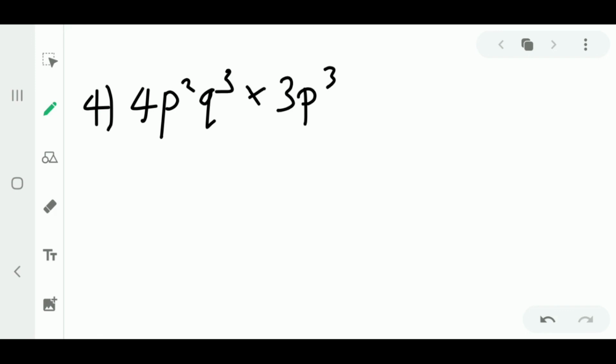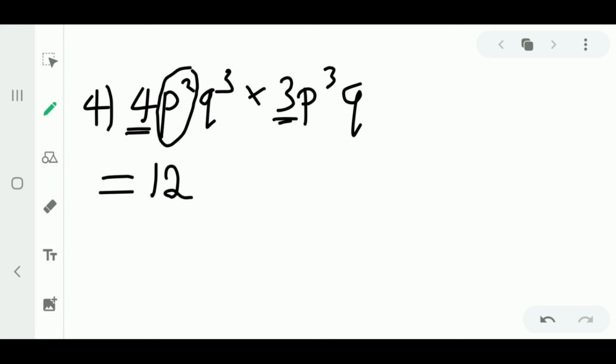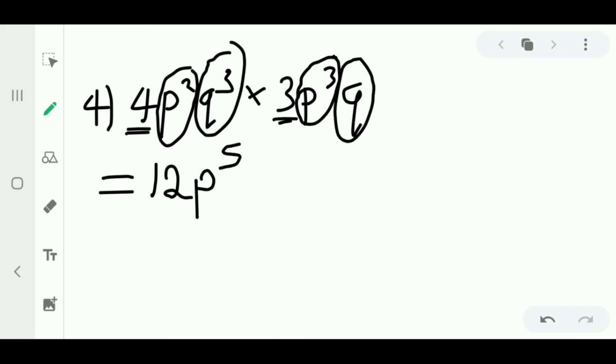Let's try another one with multiplication. Let's say we have 4p squared q3 times 3p cubed q. What we're going to get is 4 times 3, so coefficients first, 12. We have p squared and we have p cubed. So if we multiply those, we're going to add the powers, which is going to give us p to the 5. And we have q3 and q1. Add the powers, we're going to get q to the 4.